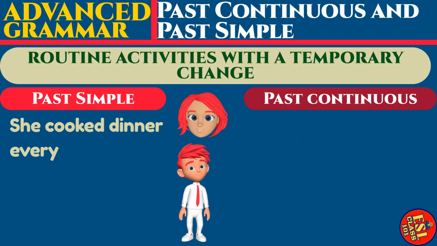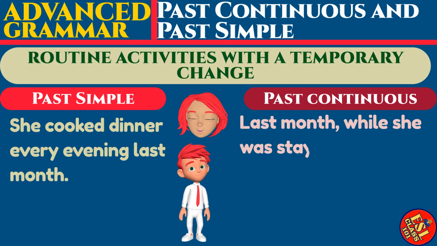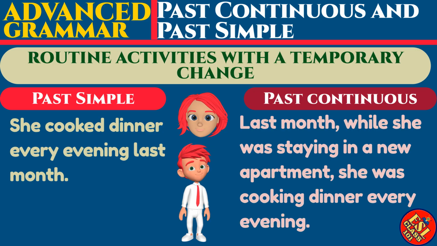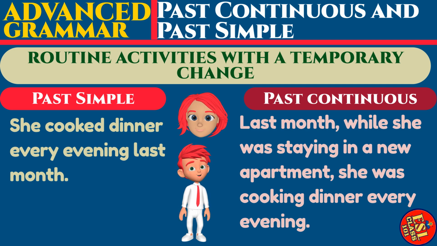She cooked dinner every evening last month. Last month, while she was staying in a new apartment, she was cooking dinner every evening. Here, using the past continuous adds a sense of an ongoing activity within that temporary lifestyle change.